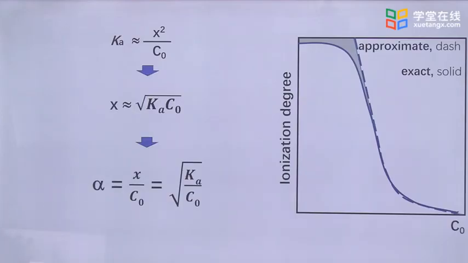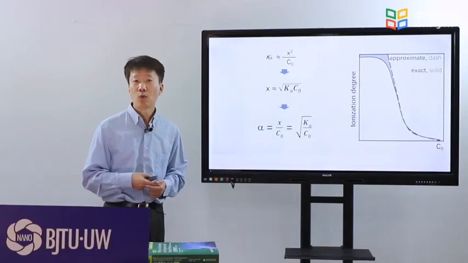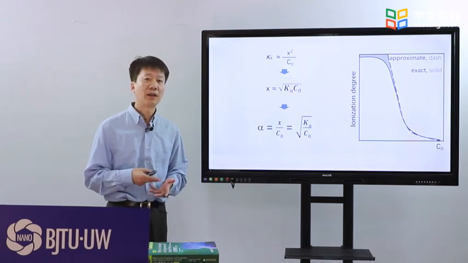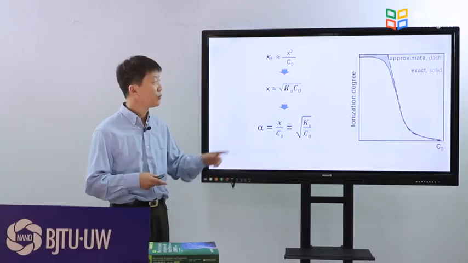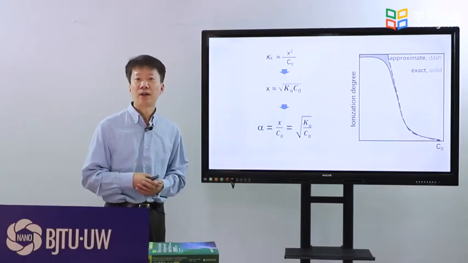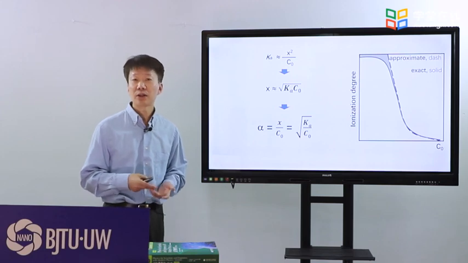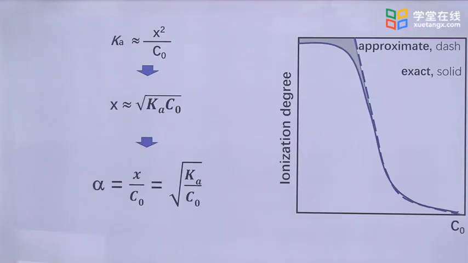Although this is a conclusion from an approximation, you can see the approximation from the graph on the right. The dashed line shows the ionization going to completion, while the exact results shown by the solid line tell us that there are errors when the initial concentration is very low. See the green area for the errors, but such an approximation is acceptable for most applications.